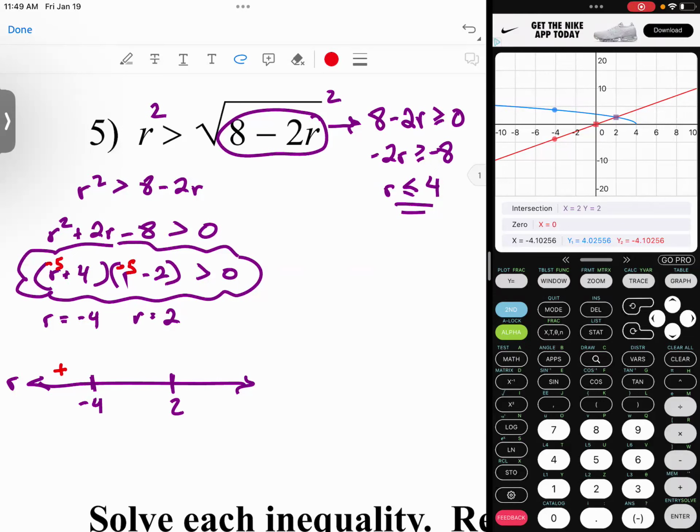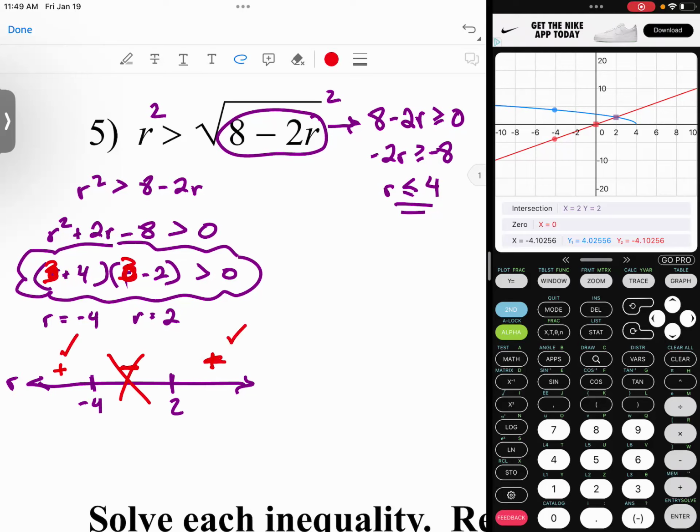Everything's fine. And then a number between -4 and 0. So it looks like that's doing exactly what we want it to. A number between -4 and 2, which I'm going to pick 0. If I plug in a 0 here and here, then that's going to be a positive number times a negative number. That's negative, which is not greater than 0. So this region can't possibly give me a solution. And then at the end here, if I pick a number greater than 2, like 3, I would have 7 times 1, which is 7, a positive number, and that means that this area and this area could give me solutions.